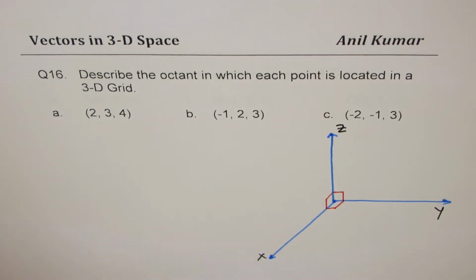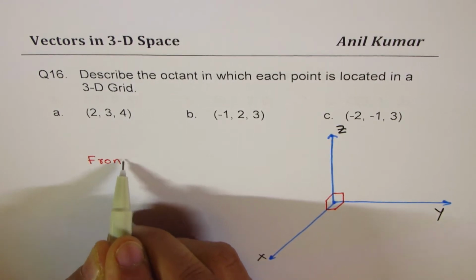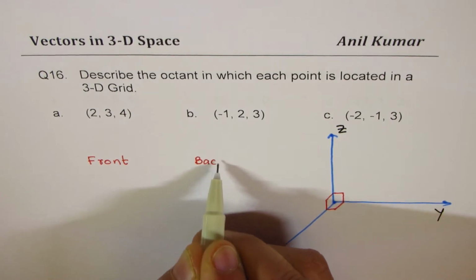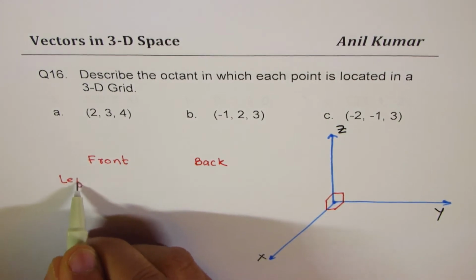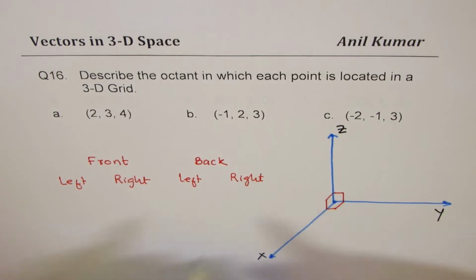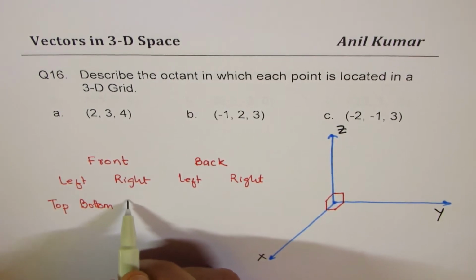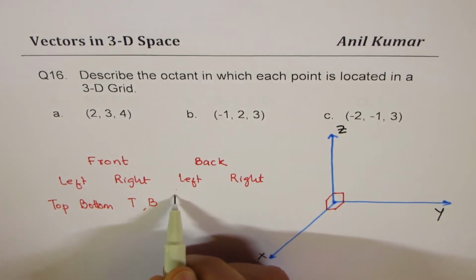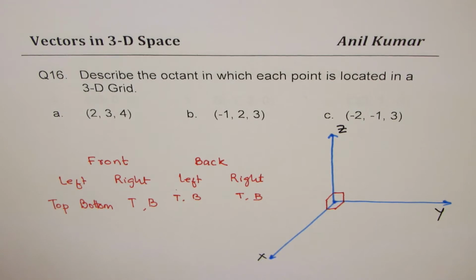Now let's see how to describe this space. This is our 3D space. To describe this space, we will be using a few terms. We'll say front and back, right? And for each, we say left or right. And then once we know left or right, we say top and bottom, right? So let me write T and B here. Top and bottom for each. So that gives you 8 locations, correct?